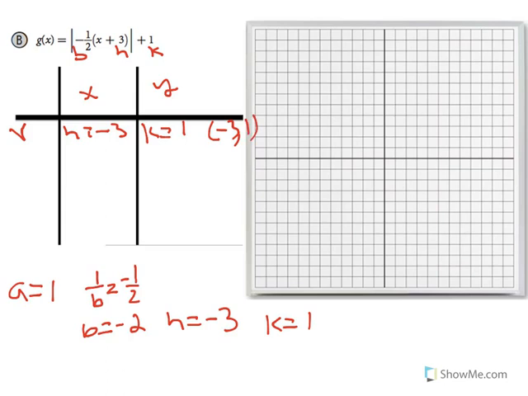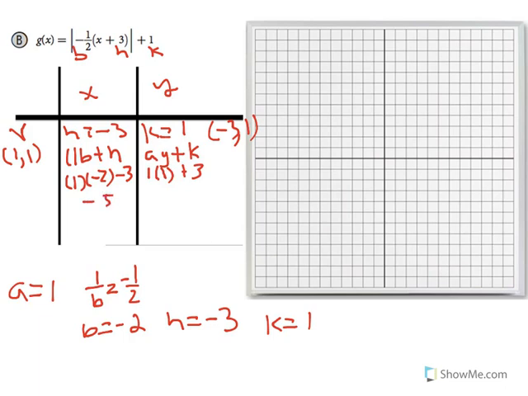Okay, so now our transform, we're going to go from 1, 1 to 1 times b plus h, and for the y, a times y plus k. Right, so we said 1 times -2 minus 3, 1 times 1 plus 3, so we have a point of -5 and 4. And the other point we have -1 and 1.